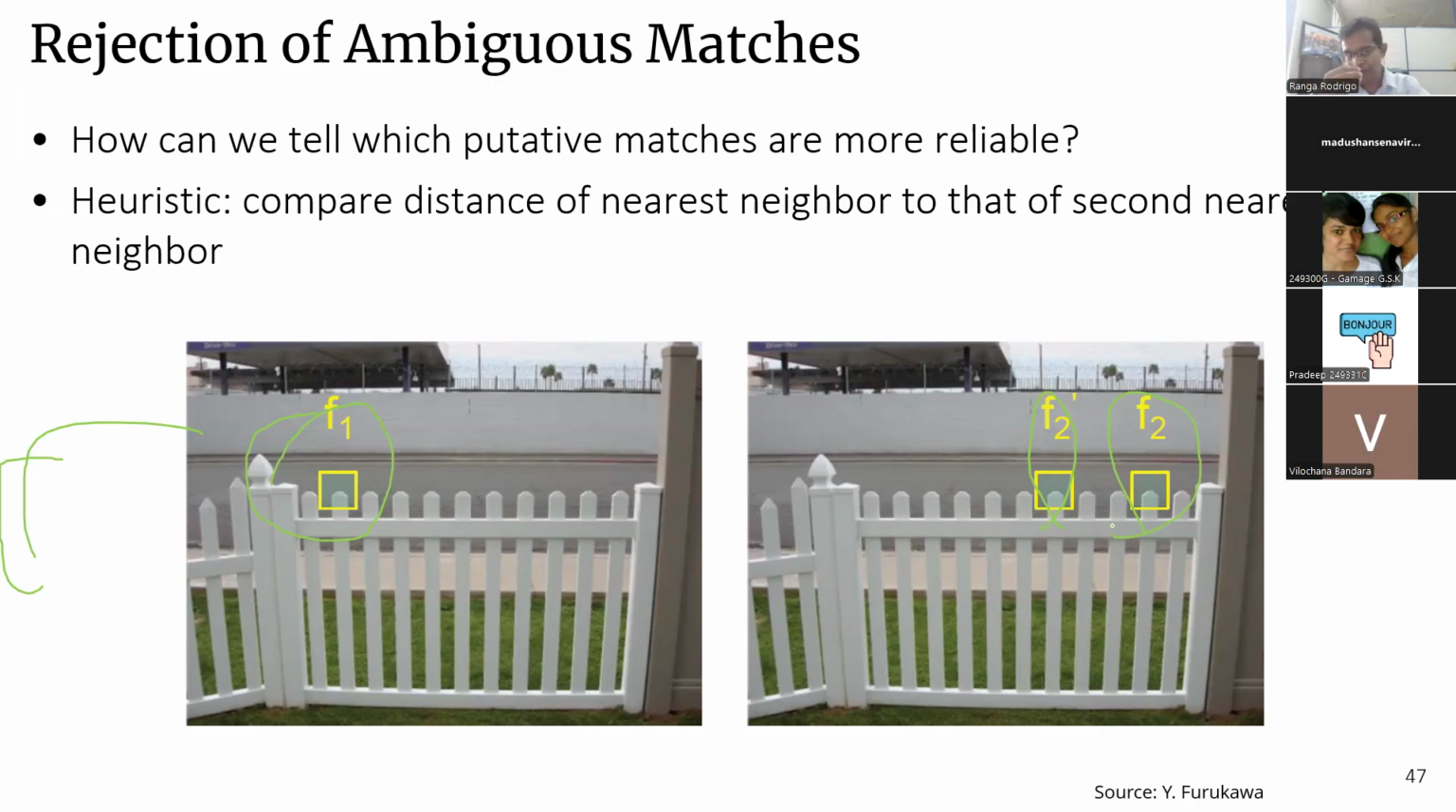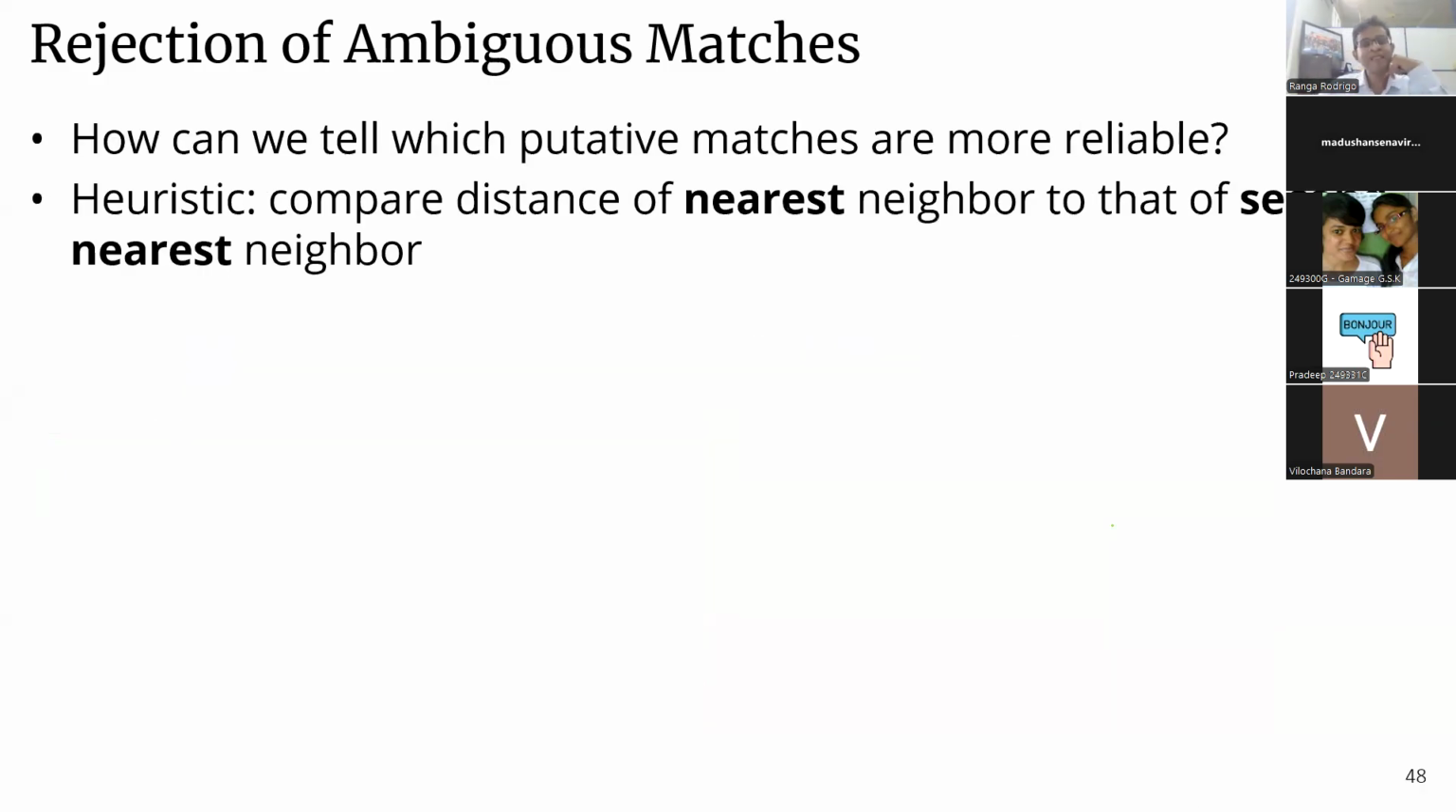If two patches are the same in both the images, their distance will be very low. And the distance to the second nearest neighbor will be large. So this is a technique that David Lowe used. If you need more information about it, I can talk about it.